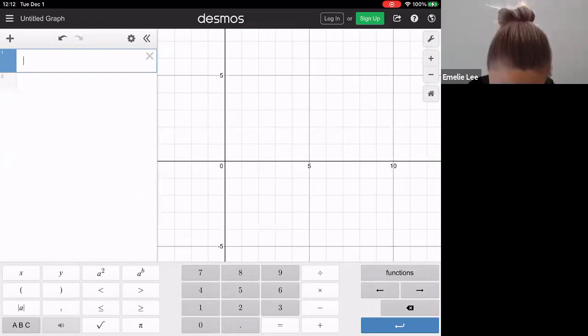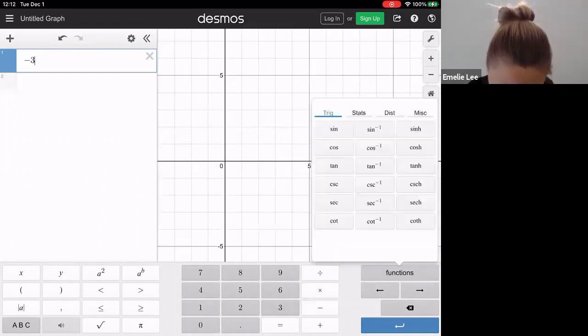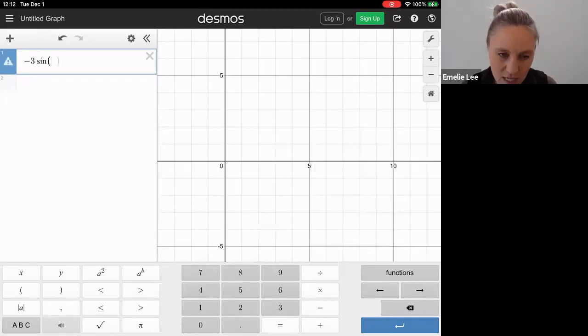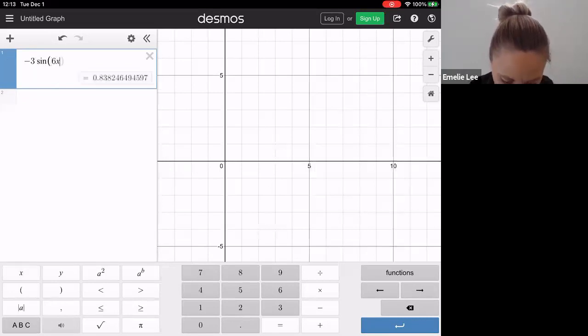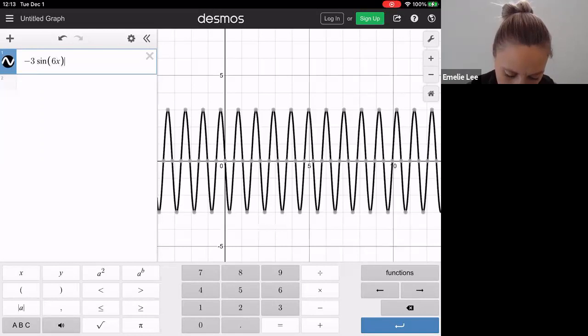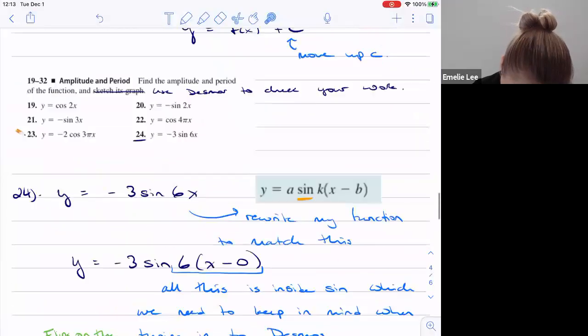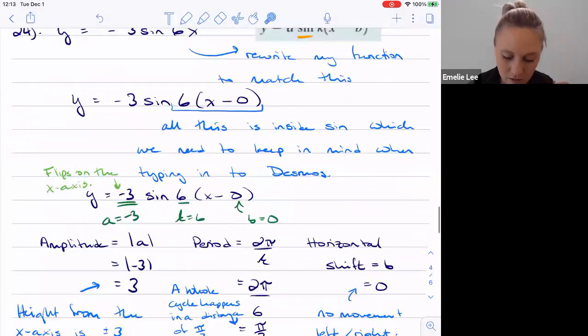Where was it? Okay, it was -3 sine. So the sine and cosine tangent, it's even got fancy things like the cosecant and the secant and the cotangent, but just ignore that. Sine. And then because everything has to stay inside the functions, I've got 6x in brackets. Let me just make sure that that's what it was. -3 sine 6x. Okay.